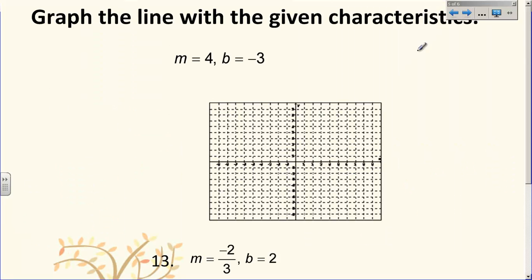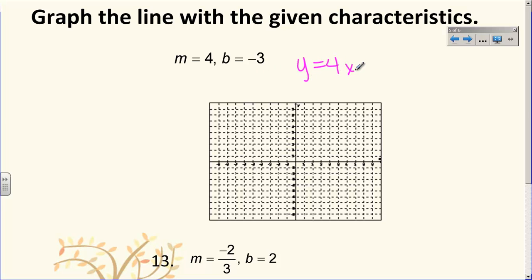So now let's do something different. We're going to graph a line that has these characteristics. So I'm going to graph a line where m equals 4 and b equals negative 3. That means my equation for this is going to be 4x minus 3. So let's plot the y-intercept first. That means my y-intercept is going to be at 0, negative 3.